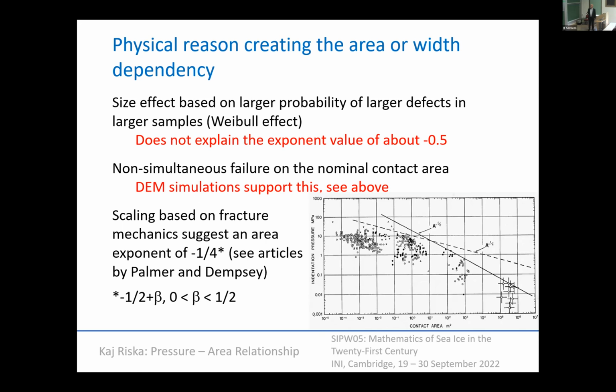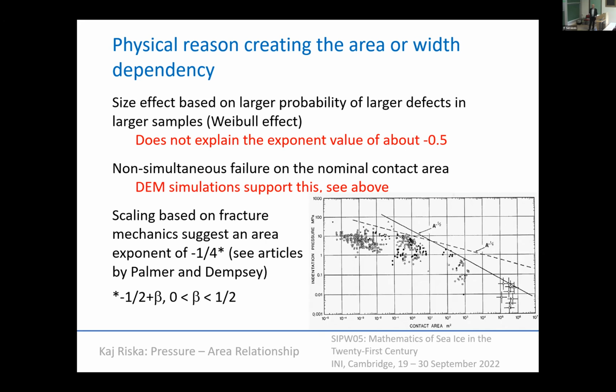One of the earliest ideas is the so-called Weibull effect, that there's a higher probability in bigger samples to have a bigger defect. That's the Weibull effect. The other is non-simultaneous failure, that ice is failing here and there, and that creates a pressure-area relationship, like the DEM calculations I showed.